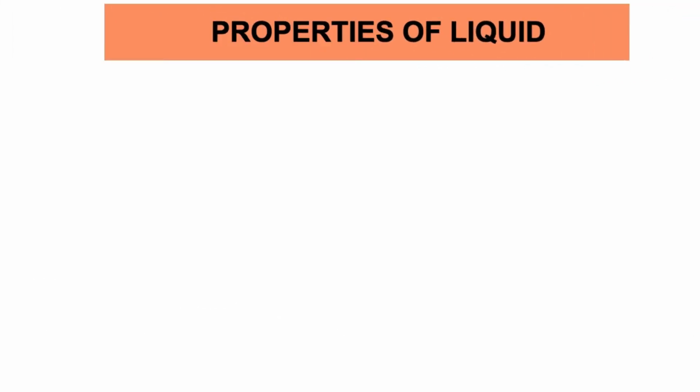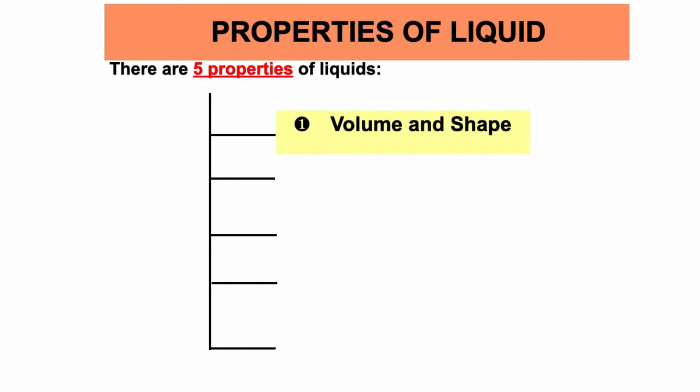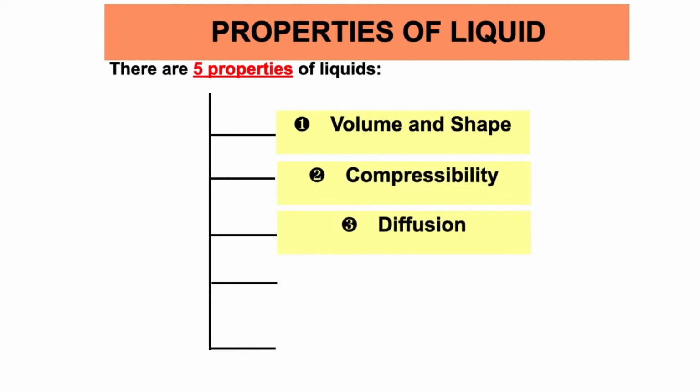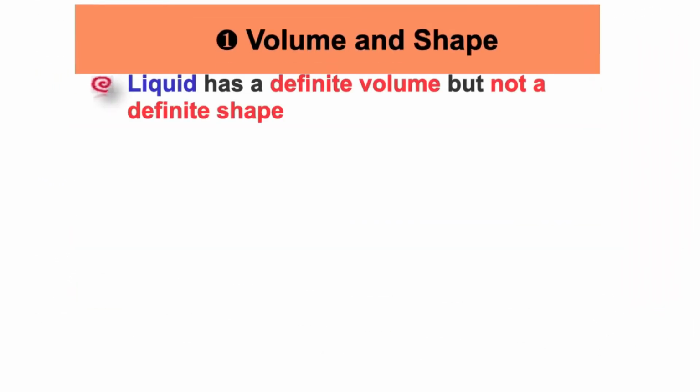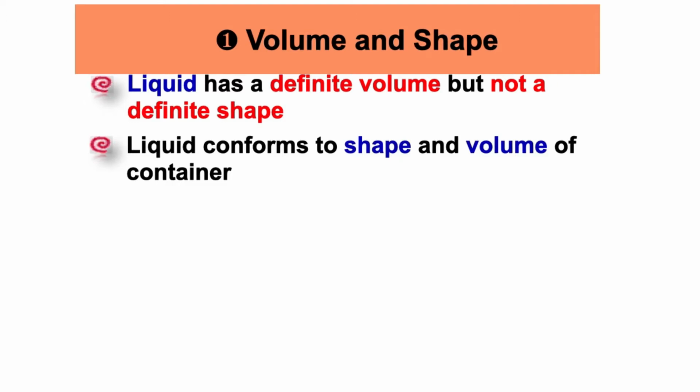There are 5 properties of liquid. The first one is volume and shape, then compressibility, diffusion, surface tension, and viscosity. For the volume and shape, liquid has a definite volume but not a definite shape. So, liquid conforms to the shape and volume of its container.